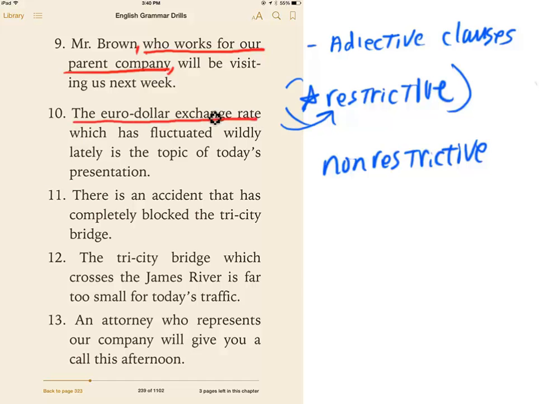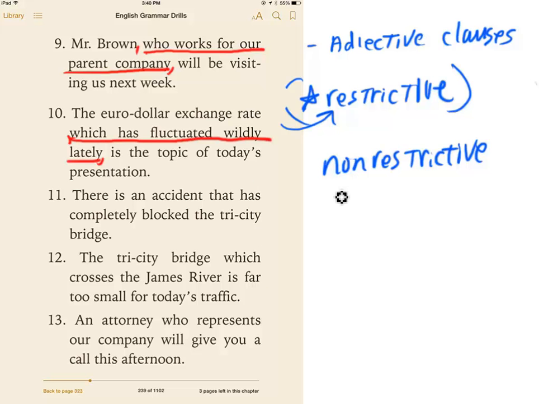The euro-dollar exchange rate is the topic of today's presentation. Well, this which has fluctuated widely, well, number one, which is always used with non-restrictive clauses, okay? So I know that it's non-restrictive, so I'm going to put commas around it. Okay, I'm going to get rid of this. And I also have to know, this is the clause. I don't have to know it fluctuated wildly to know that the euro dollar is the topic of today's presentation. Okay, it's non-restrictive. It's extra information. I don't need it. So it's non-restrictive.